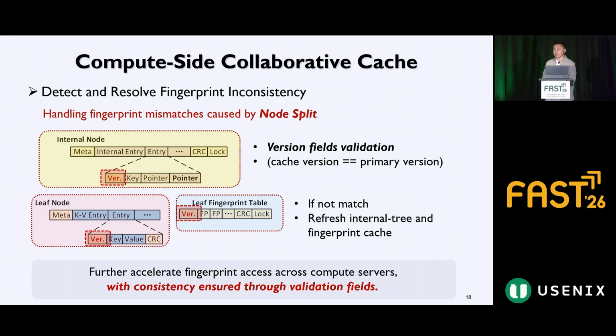Second, to handle fingerprint mismatches caused by tree node splits and asynchronous fingerprint caches, we add a version field to each internal node entry, leaf node entry, and fingerprint table. A leaf node split updates the version only in primary storage. Therefore, if the cached version fields do not match those in the primary storage, it indicates that the primary tree node has been split, but the cache has not been updated. The compute server will then refresh the corresponding cache. The compute-side collaborative cache further accelerates fingerprint access across compute servers, with consistency ensured through validation.